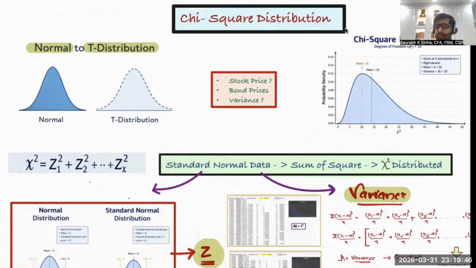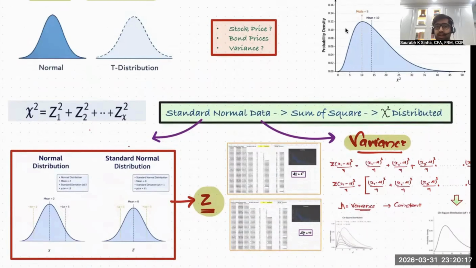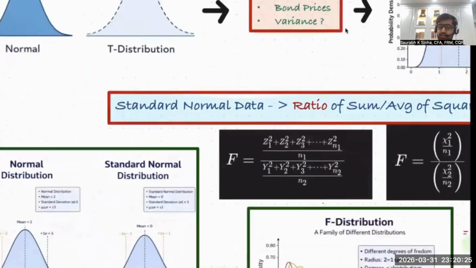It starts with standard normal data. If you haven't watched the video on chi-square distribution, then please watch it. If the data is standard normal data, or follows standard normal distribution, and if you take the sum of squares of these standard normal data, that is chi-square distributed. We also discussed in the chi-square distribution session the definition of standard normal distribution. That is related to the Z-score. I'm repeating it for you in the F distribution discussion.